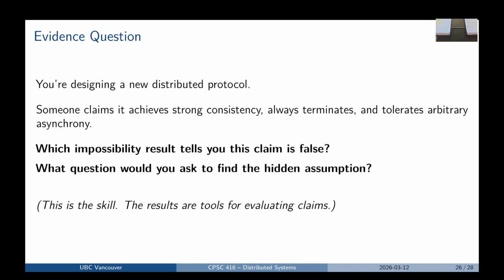So here's the thing to think about. You're designing your distributed systems protocol. Someone claims it achieves strong consistency, always terminates, and tolerates arbitrary asynchrony. I mean, at this point, I hope that you have little lie detectors going off, going, right, because I just spent an entire term in a class that said that can't possibly be done.